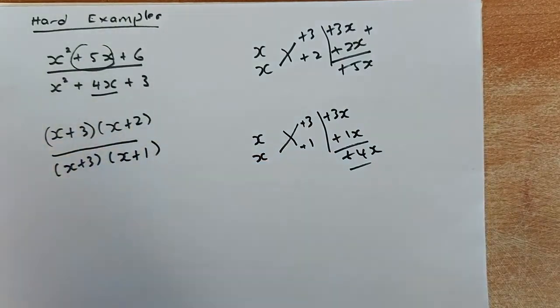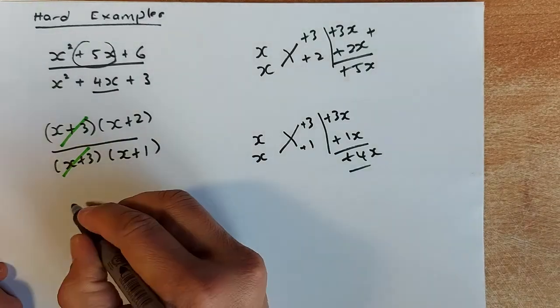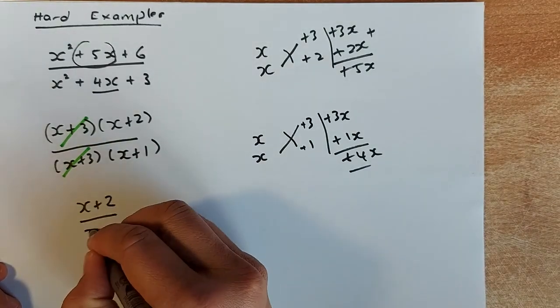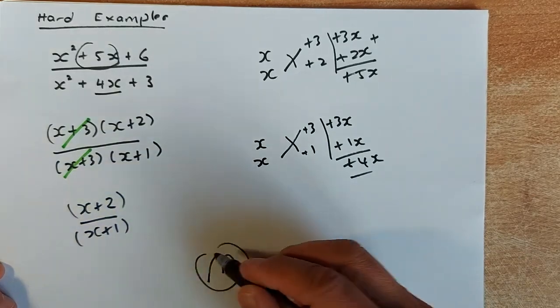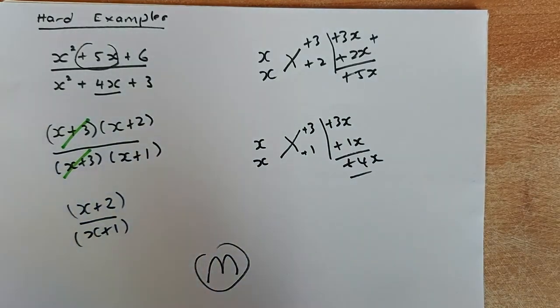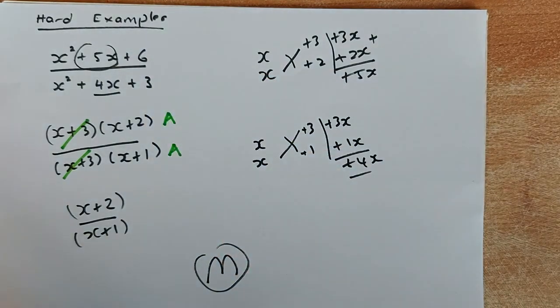And the last step, of course, you need to cancel out the common factors. So x plus 3 is common. And what's left is x plus 2 over x plus 1. And that will give you a merit. But if you get either one of them right, that's an achieve. That's another achieve. If you get both of them and you cancel them out, that will be a merit.